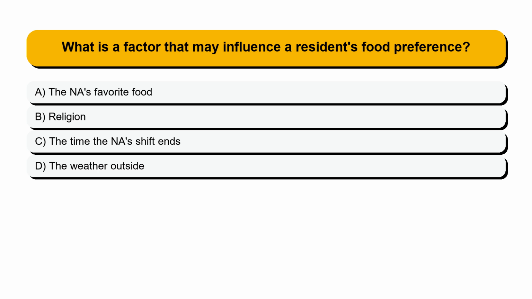Question 43. What is a factor that may influence a resident's food preference? Option A. The NA's favorite food. Option B. Religion. Option C. The time the NA's shift ends. Option D. The weather outside.